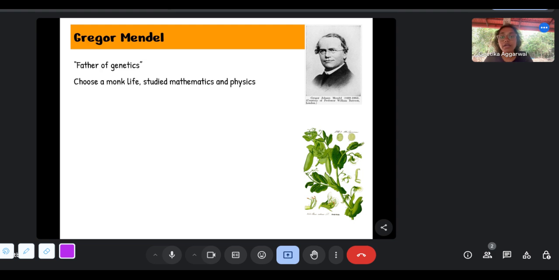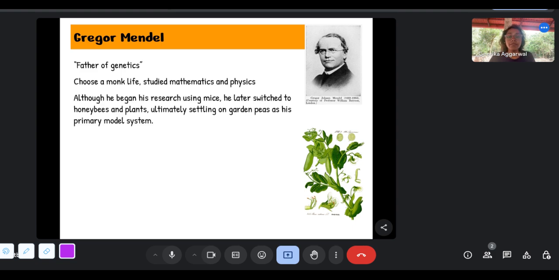To give you a brief background, Gregor Mendel did not come from a very wealthy family, but he really wanted to continue his education. So he chose a monk's life because in that time, if you became a monk, your education was covered, it was free. So he studied mathematics and physics, and then he came to Austria, where he started working with other organisms. He began his research with mice and later switched to honeybees, plants, and ultimately he settled on garden peas as his primary model system.